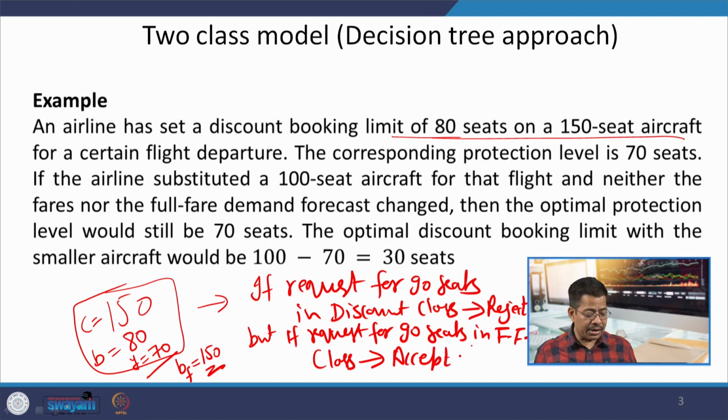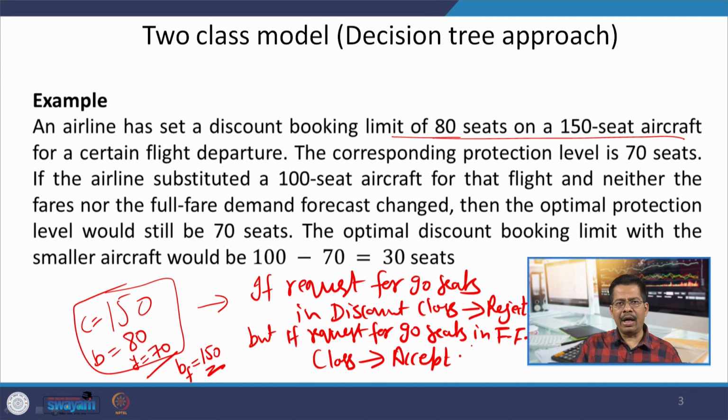So, you see that this is the nested booking control system which we discussed about 4-5 classes ago. Though only 70 seats are protected for the Y class, the full fare class, as per the dynamic nesting system, all the inventory which is available at that particular time will always be available for the higher class. So, you are ready to give 90, 100 or any number of seats if the total seats available in the aircraft are up to that level.